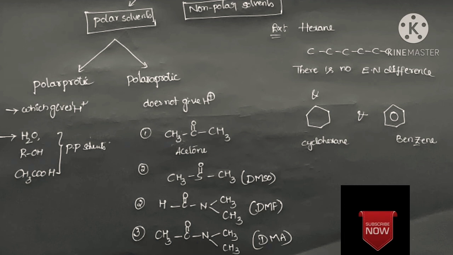What do we mean by polar protic and polar aprotic solvents? Polar protic solvents give H plus ions, and polar aprotic solvents do not give H plus ions.